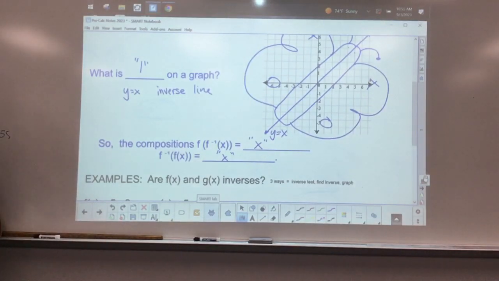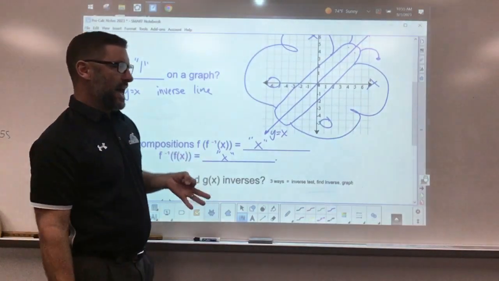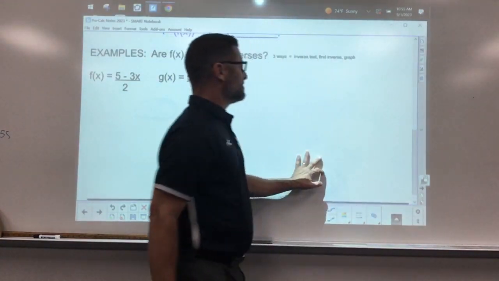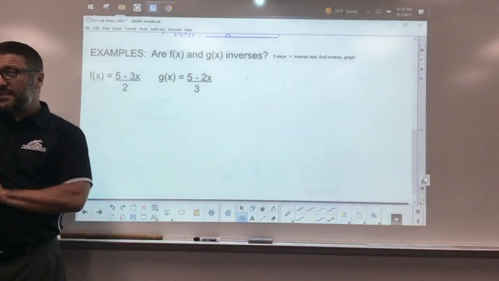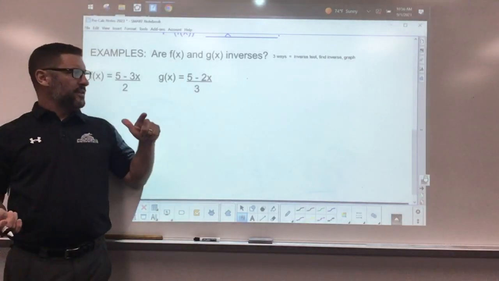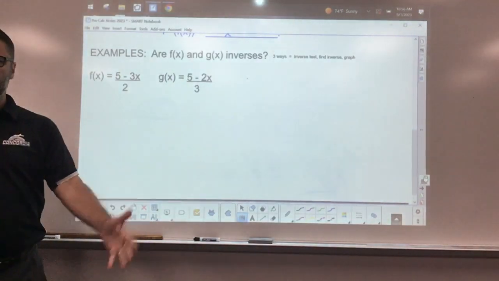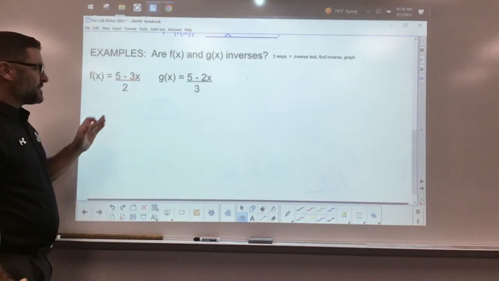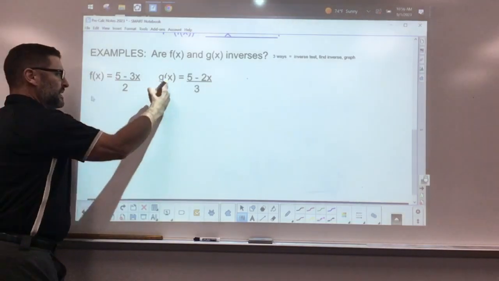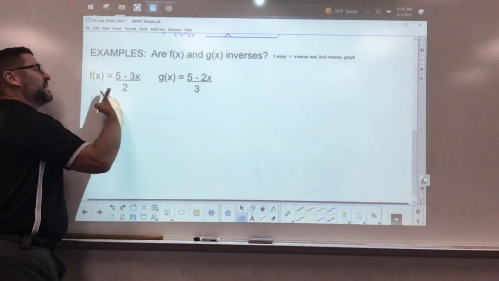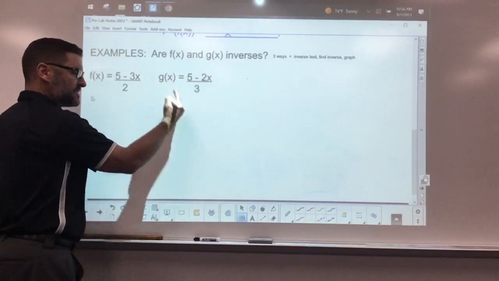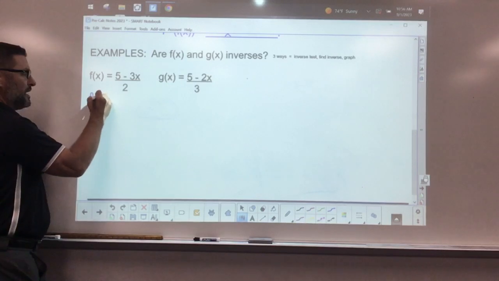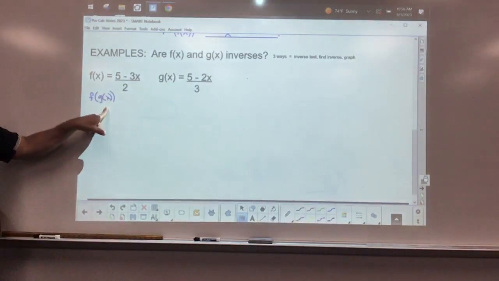So I have 3 ways of telling whether or not two functions are inverses. There's one called the inverse test, there's one way to find inverses, and we'll also do this by graphing. So first of all, let's just tell if these are inverses. Well, the inverse test for this: if I take the g of x and plug it into the f of x, and I take the f of x and plug it into the g of x, and I get x, that tells me they're inverses. So I'm going to do f of g of x. Oh, I've seen that before.